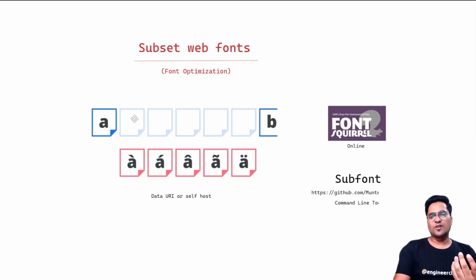There are multiple tools which help you to create a subset of multiple combinations, and you can use it as a data URI as well, and you can host that subset somewhere so that you have a light version of your fonts, right?